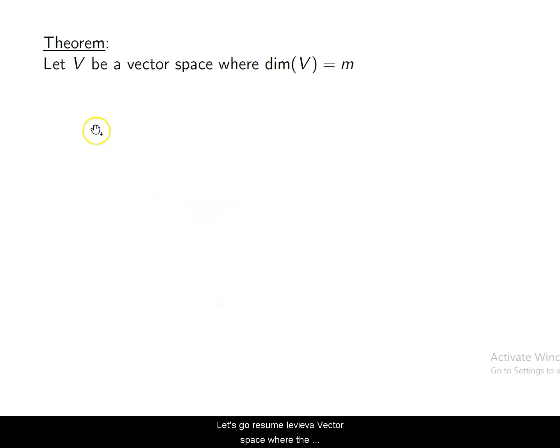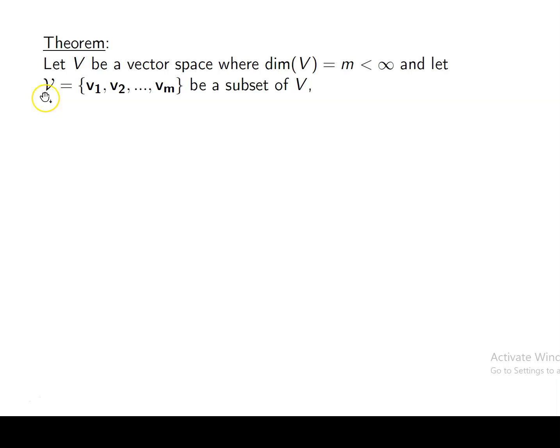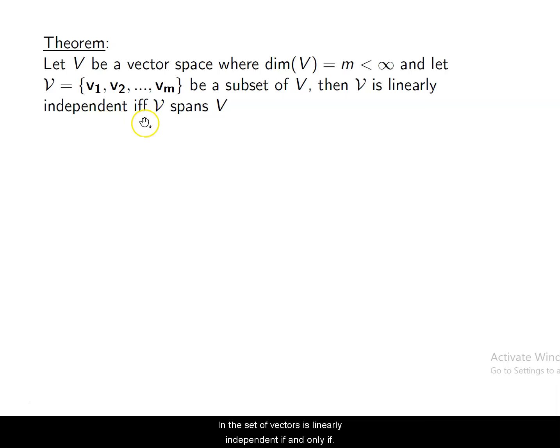So let's go over a theorem. Let V be a vector space where the dimension of V is m, and m is finite, meaning it is not infinity, it doesn't go on forever. And let this set of vectors from v1 to vm, the same number as the dimension of V, be a subset of V. Then the set of vectors is linearly independent if and only if this set of vectors spans all of V, which is true if and only if it is a basis for V. So if this set of vectors is linearly independent and spans V, it's a basis for V.